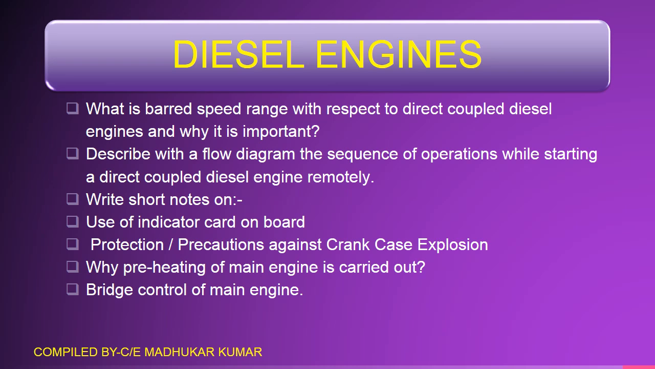remotely. Write short notes on the use of indicator card on board, protection and precaution against crankcase explosion, why preheating of main engine is carried out, and bridge control of main engine needs to be explained. So this is all related to the main engine propulsion system, bridge control also, and related to the safeties which are taken in case of scavenge fire as well as crankcase explosion and all.